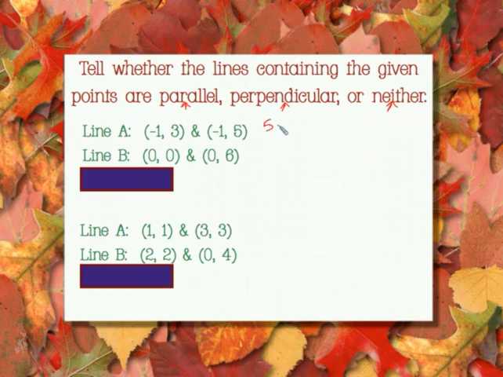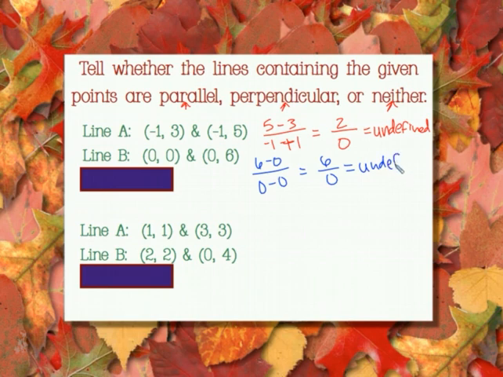So we do y1 minus y2 over x1 minus x2. So that becomes plus, so we get 2 over 0. Now you cannot divide by 0, so anything divided by 0 is undefined. That means it's a vertical line. So then we have 6 minus 0 over 0 minus 0, 6 over 0. That is also undefined. So we have two vertical lines, and those would obviously be parallel.